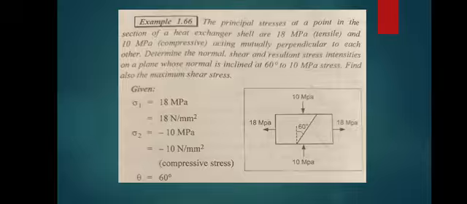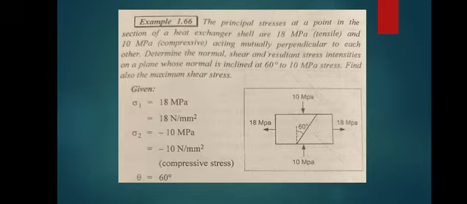Here the 18 megapascal load is tension, therefore you have to take it as positive. If the stress is compressive, you have to take the value as negative. Okay, when both the stresses are present and acting in mutually perpendicular direction, then you have to consider the sign also. If it is tension, then you have to take it as positive. If it is compression, you have to take it as negative.